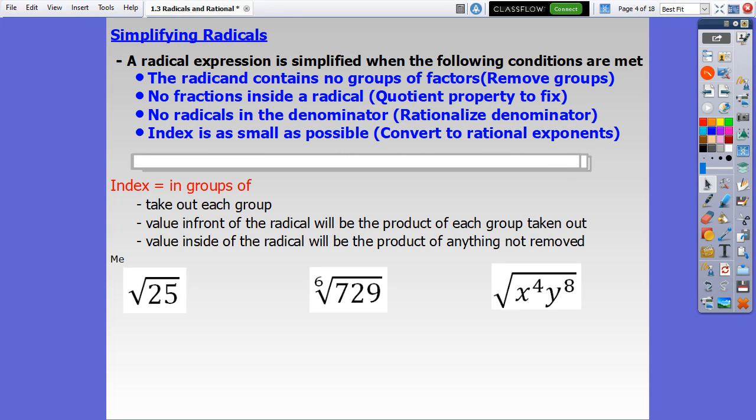And then the last thing, sort of the one that is the least visible for students, and that is the index needs to be as small as possible. So we'll look at that one at the very end. So let's talk about taking groups out.